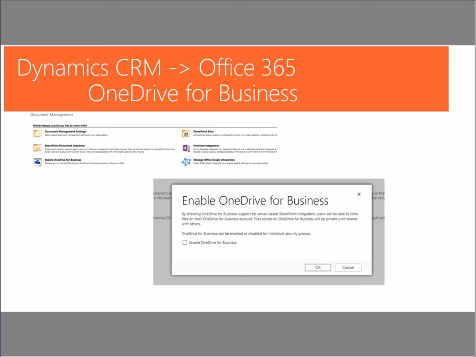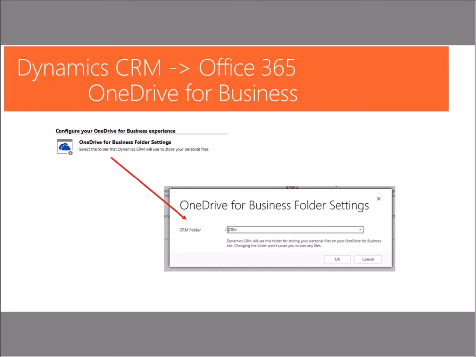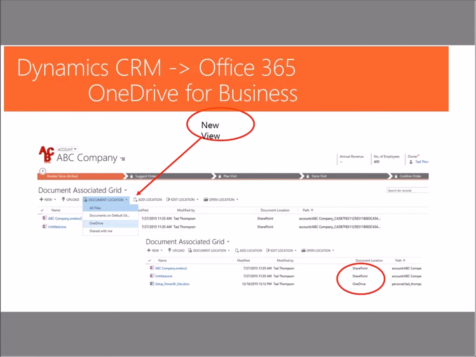It's actually very easy to enable that. One click. You have to set up your SharePoint integration, approve the OneDrive for Business integration, and specify a root folder name. And then it's live. And then in CRM, you literally see the documents related to the account from multiple sources.